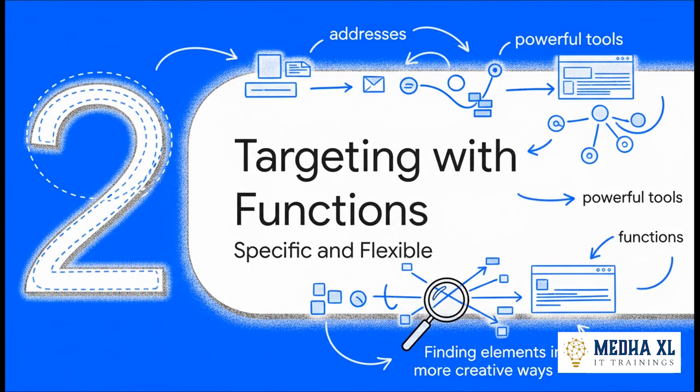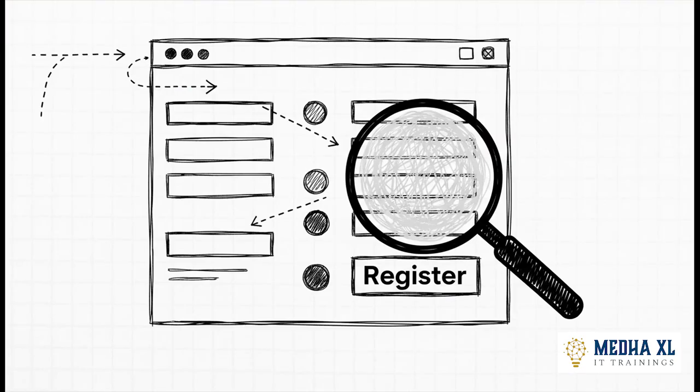Now, those basic addresses are a fantastic start. But what happens when the elements you're looking for don't have a nice, clean, unique ID? For that, we're going to need some more powerful tools, and that's where functions come in. They give us way more creative and flexible ways to find what we're looking for. First up is the text function.